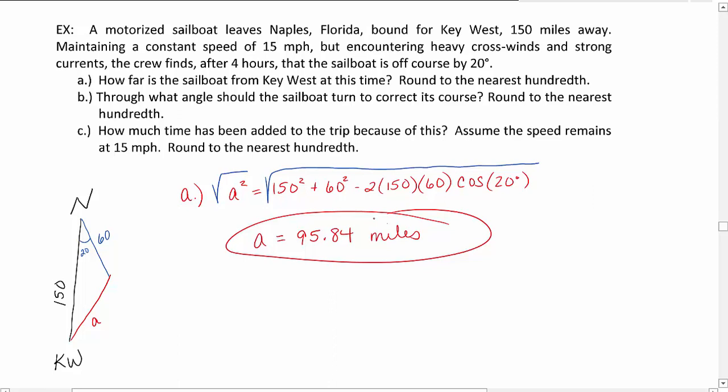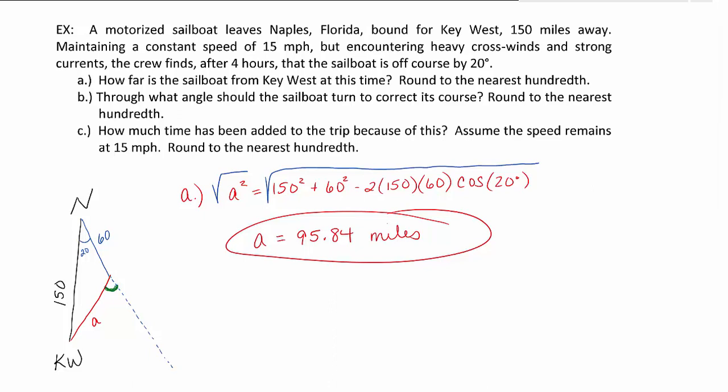Part B asks, through what angle should the sailboat turn to correct its course? Round to the nearest hundredth. If the boat continued its course, it would be traveling in this direction. So it wants to know how much it has to turn. So we're looking for this angle right here. You'll notice that that blue line is straight, so that's 180 degrees.